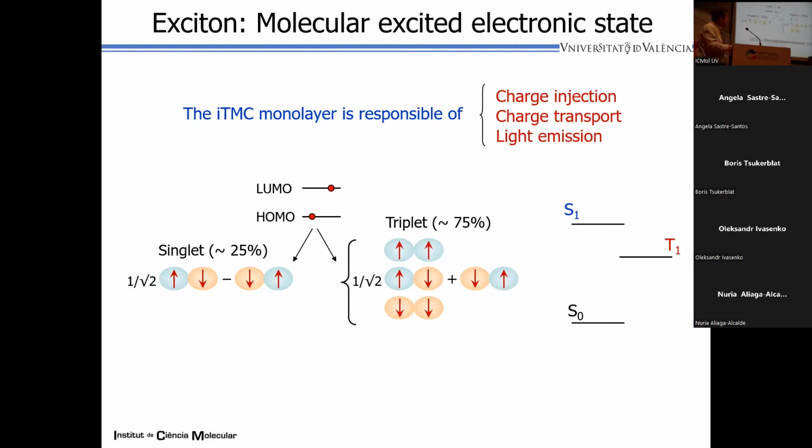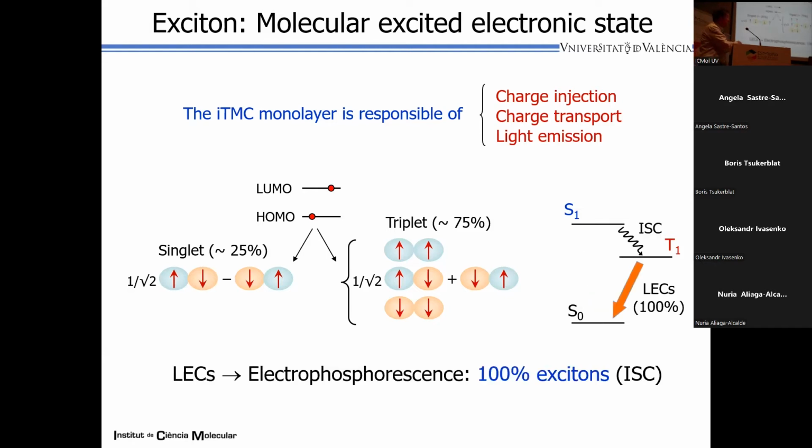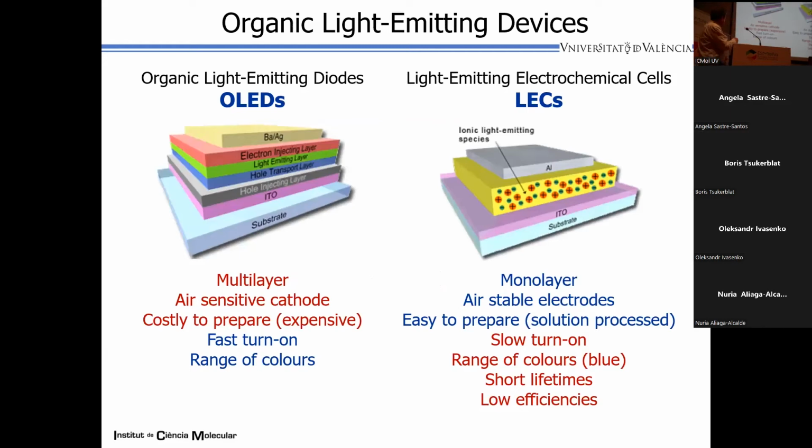But in LEDs, due to the efficient intersystem crossing, since you are working with transition metals, you can populate the triplets and you can harvest 100% of the excitons. And you are working with electrophosphorescence, emitting from the triplets. Okay, then you have these two kinds of devices, the OLEDs and the LEDs.